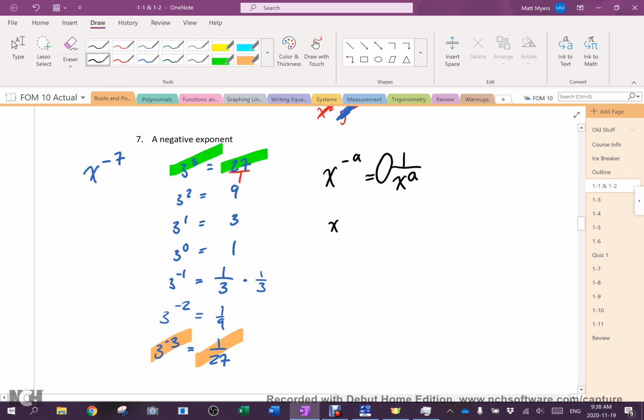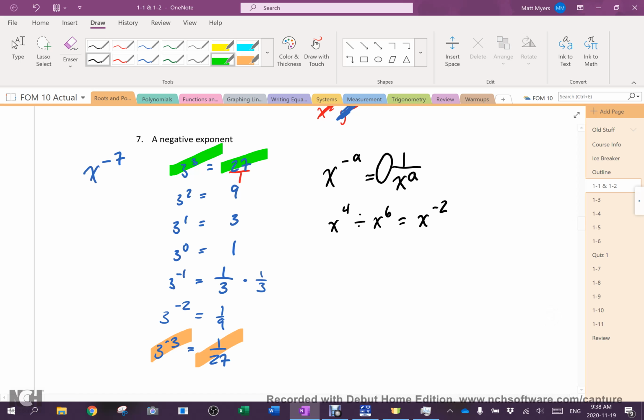X to the 4th divided by x to the 6th. According to law number 2, what should you do there? Subtract. So what would this answer be? X to the negative 2. Do negative exponents exist? Do they make any sense? No, we're never allowed to have a negative exponent.